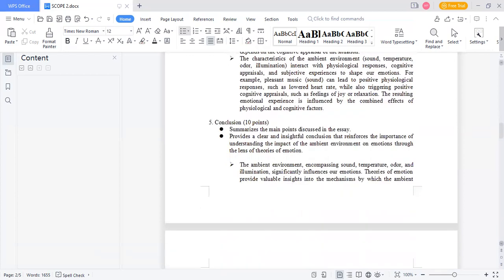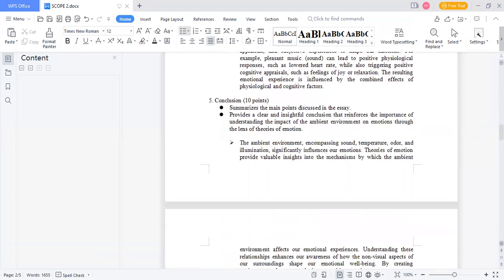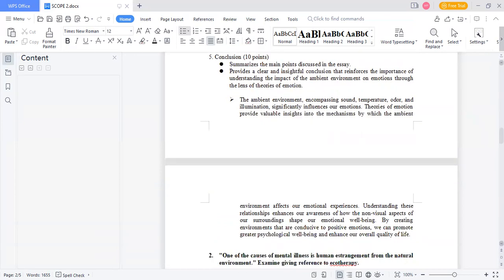All right. Also, conclusion is very important to put or to add on every essay or summary that you write. Summarize the main points discussed in your essay. Don't bring your thoughts, but summarize your main points. Also, provide a clear, insightful conclusion that reinforces the importance of understanding the impact of the ambient environment on emotions through the lens of theories of emotion that you have used.